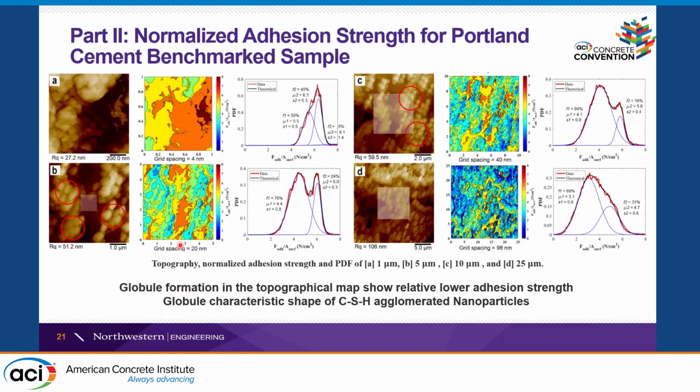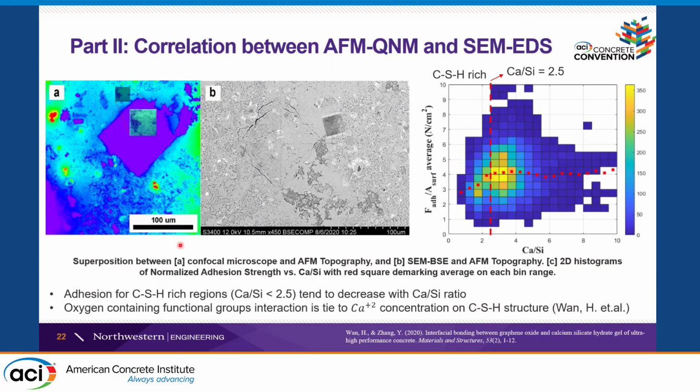So we start the chemical characterization. Here we have the atomic force microscopy image, and it's a 25 by 25 region, and this is the confocal microscope region, the one where we measured the adhesion force. So now we know where to do the SEM-EDS to get the chemical characterization.